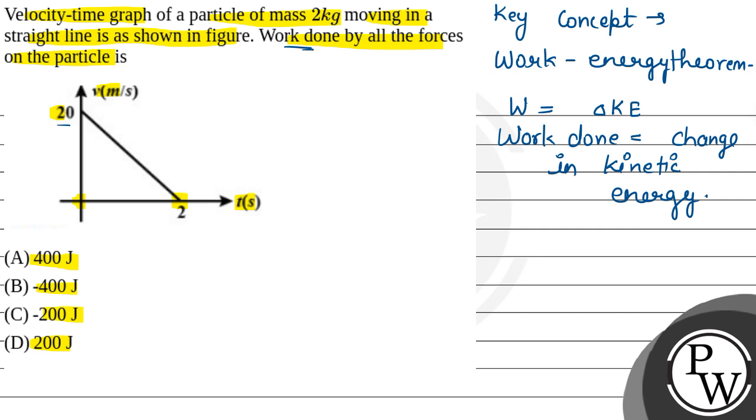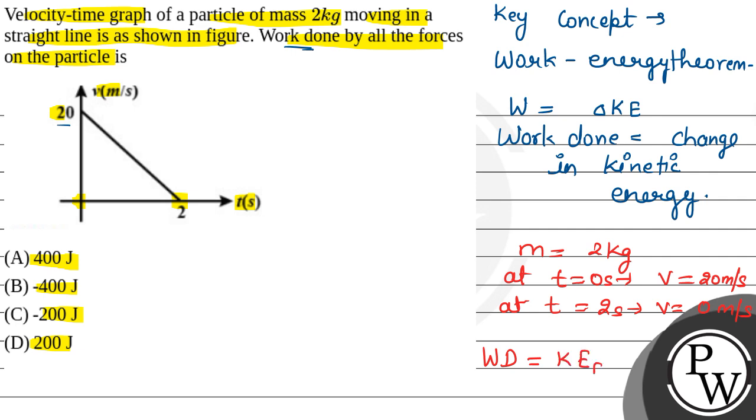So हमारे पास क्वेश्चन में हमें क्या क्या गिवन है, हमारे पास मास गिवन है, that is 2 kg. Okay, at t is equal to 0, v is equal to 20 meter per second. Okay, and at t is equal to 2 second, v is equal to 0 मीटर पर सेकेंड. ये हमारे पास वैल्यू इस क्वेश्चन में हमें गिवन है. ओके, सो हमें पता है वर्क एनर्जी थ्योरम के अकॉर्डिंग वर्क डन किसके इक्वल होता है, चेंज इन काइनेटिक एनर्जी. दैट मींस काइनेटिक एनर्जी फाइनल माइनस काइनेटिक एनर्जी इनिशियल.